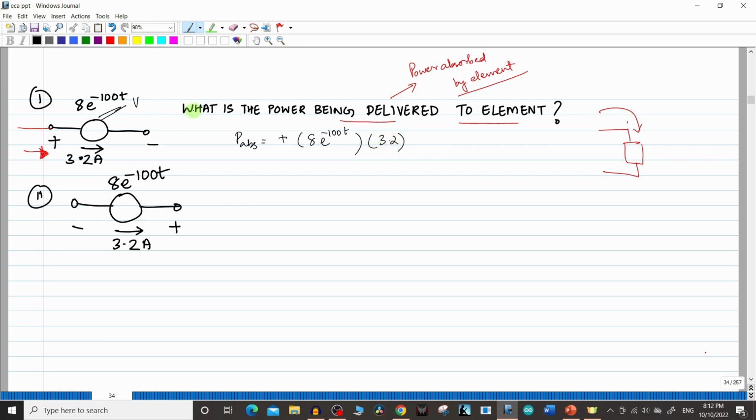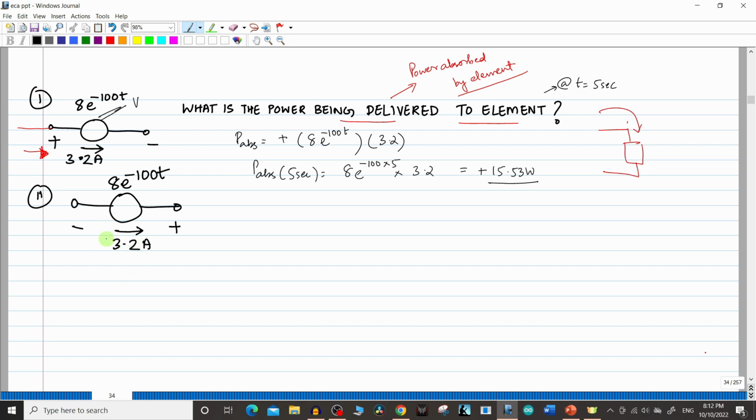So in this question there is a little bit of addition also. They have asked actually to find the power being delivered to the element at time t is equal to 5 seconds. Okay, so it's very simple. So P absorbed at 5 seconds. You have to just put 5 seconds in this t value. So 8 e power minus 100 into 5. Just make sure that you are having all SI units proper. So this value you will get it as plus 15.53 watts. So this circuit is absorbing 15.53 watts at t is equal to 5 seconds.